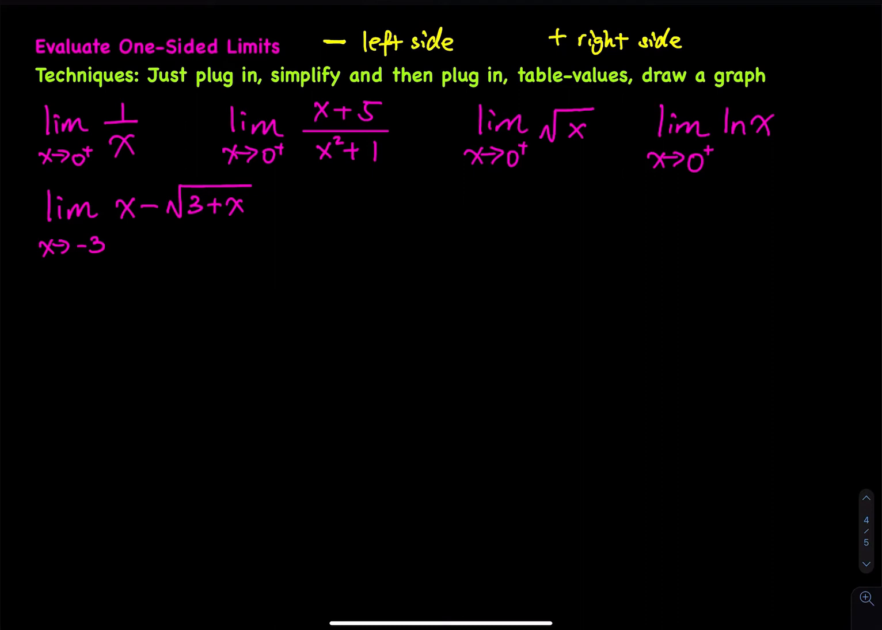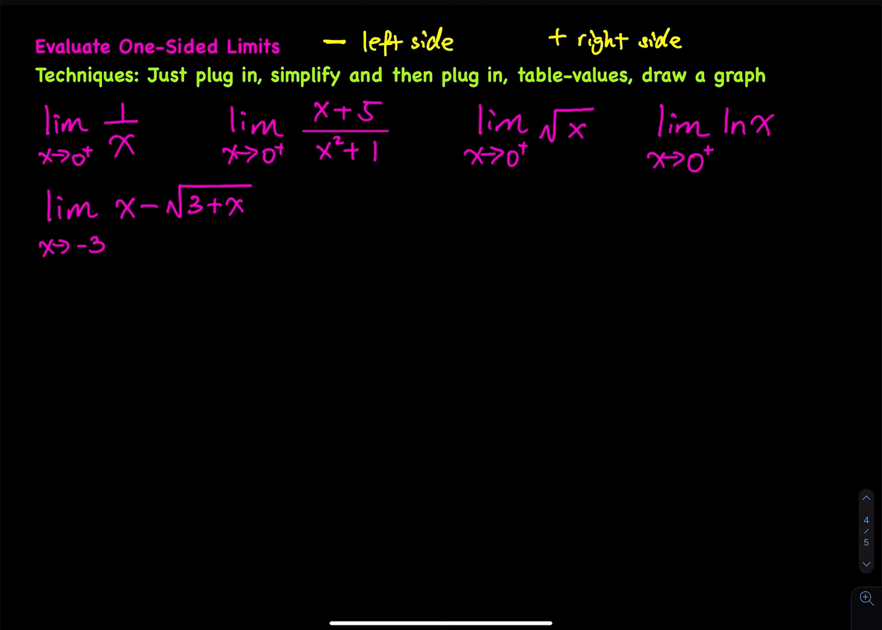Evaluate one-sided limit when you see x approaches a number. If you see a minus in the upper right-hand corner, that means the left side. If you see a plus, that means x approaches that number from the right side. So the first problem is the limit of 1 over x, as x approaches 0 from the right.